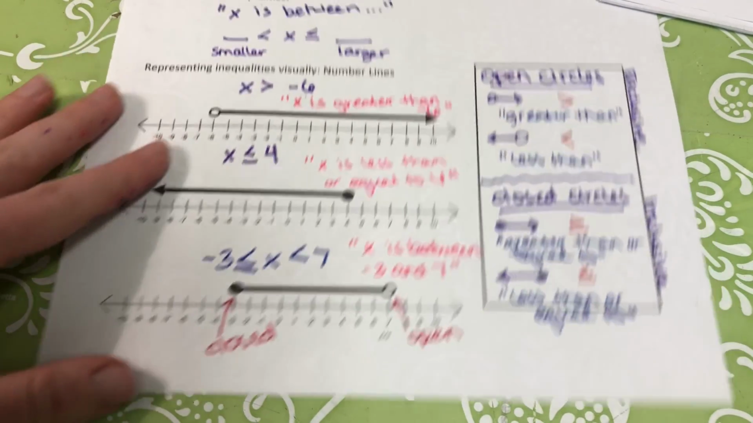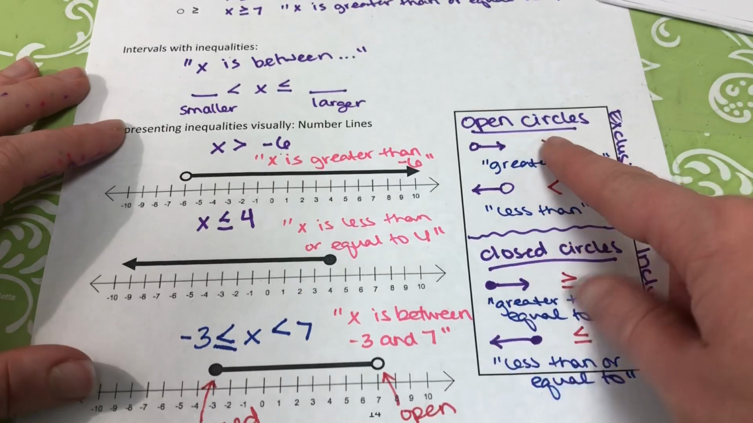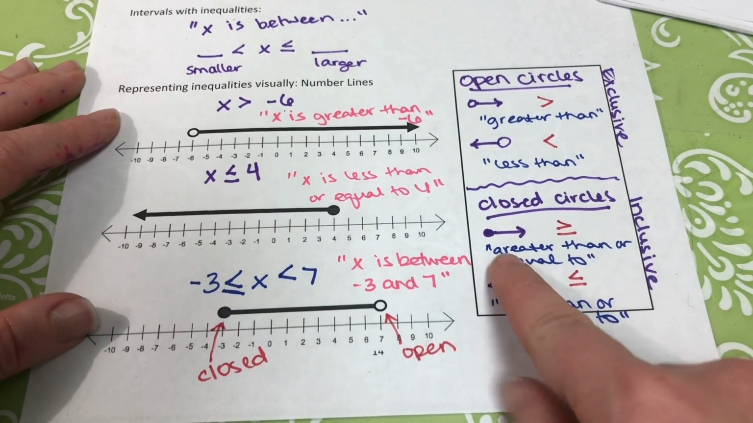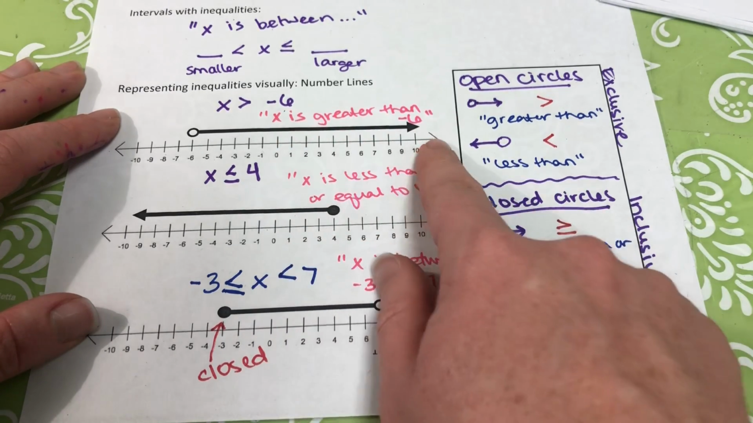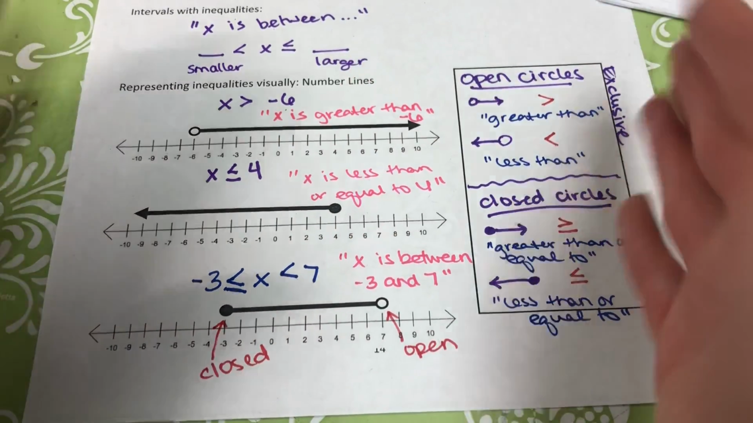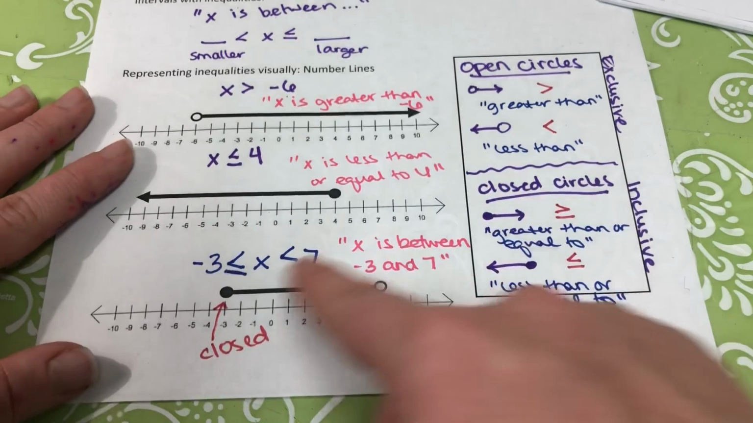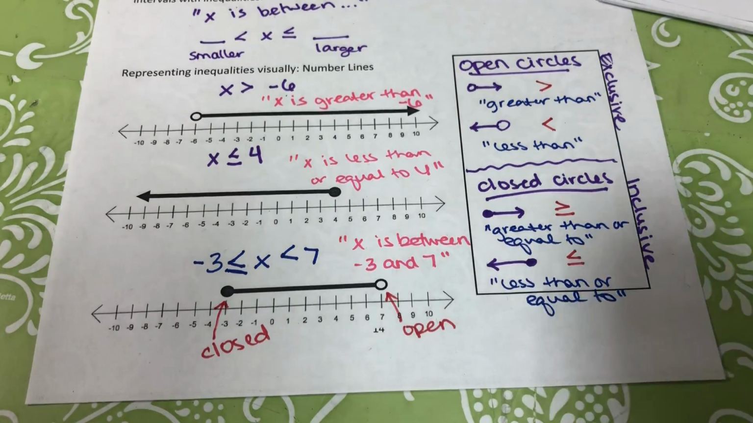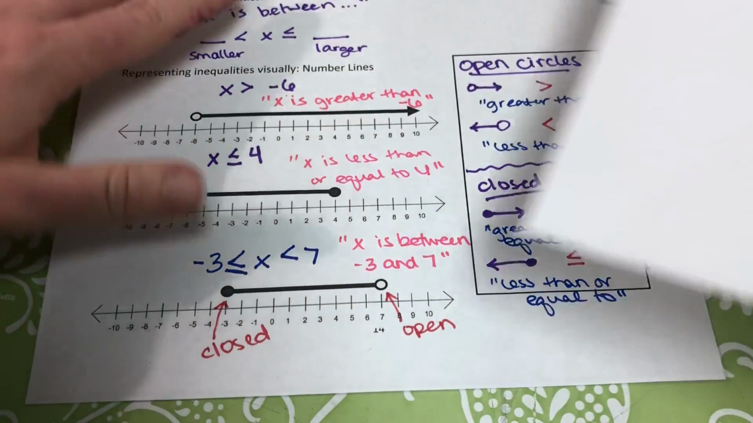So all these things to remember. Is it inclusive or exclusive? That tells us what kind of circle to use, and then what direction does our number line go? Are we above that value or are we less than that value? And then finally, if we have an interval, how is our interval enclosed? So we're going to do some examples of that on the next page, page 15.